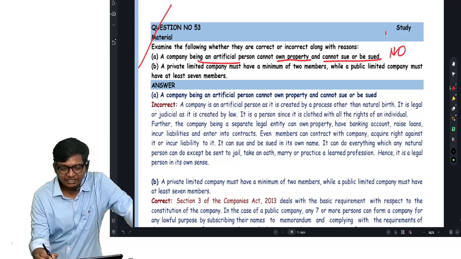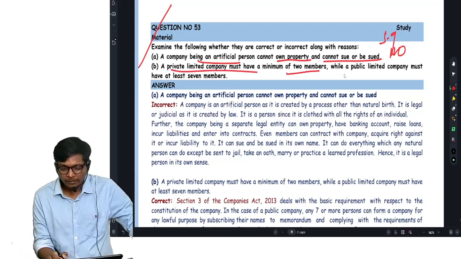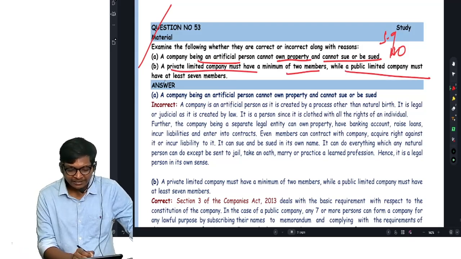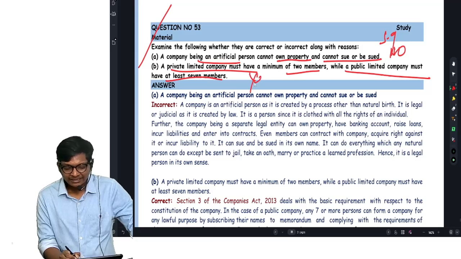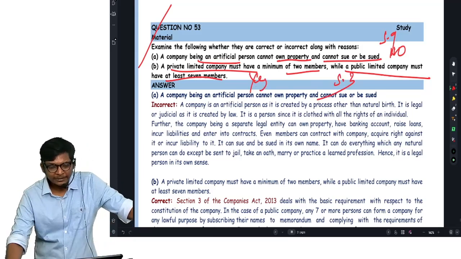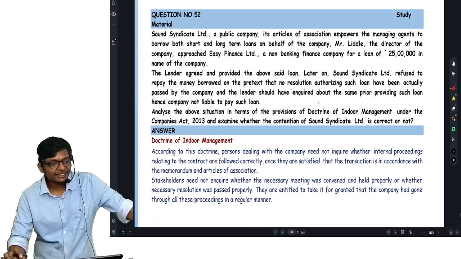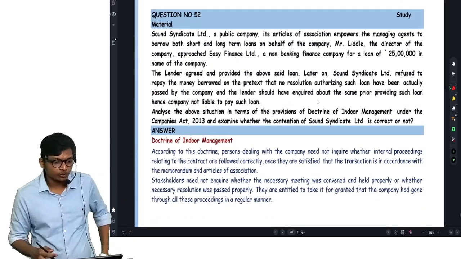Effect of registration, section number 9. A private limited company must have minimum 2 members, while a public company must have at least 7. Yes, minimum number of members, section number 3 talks about minimum number of members. Next, 52. Study material sum. Study material, you should at least have studied.